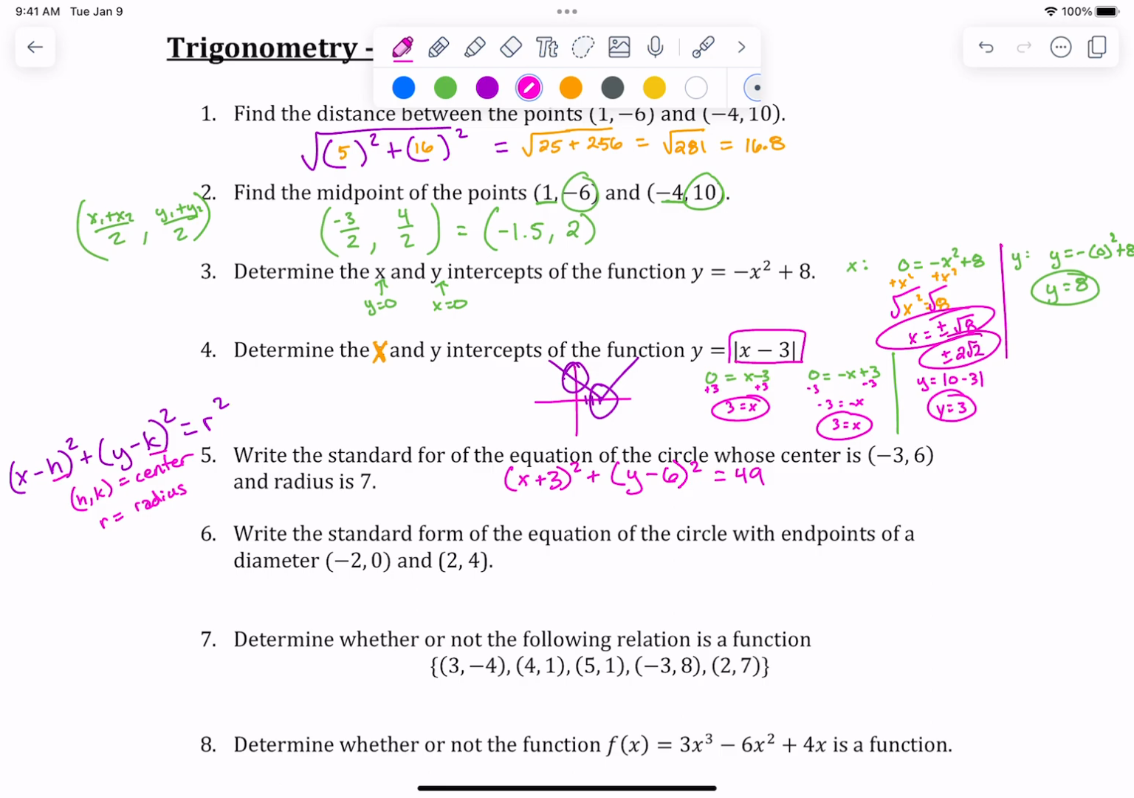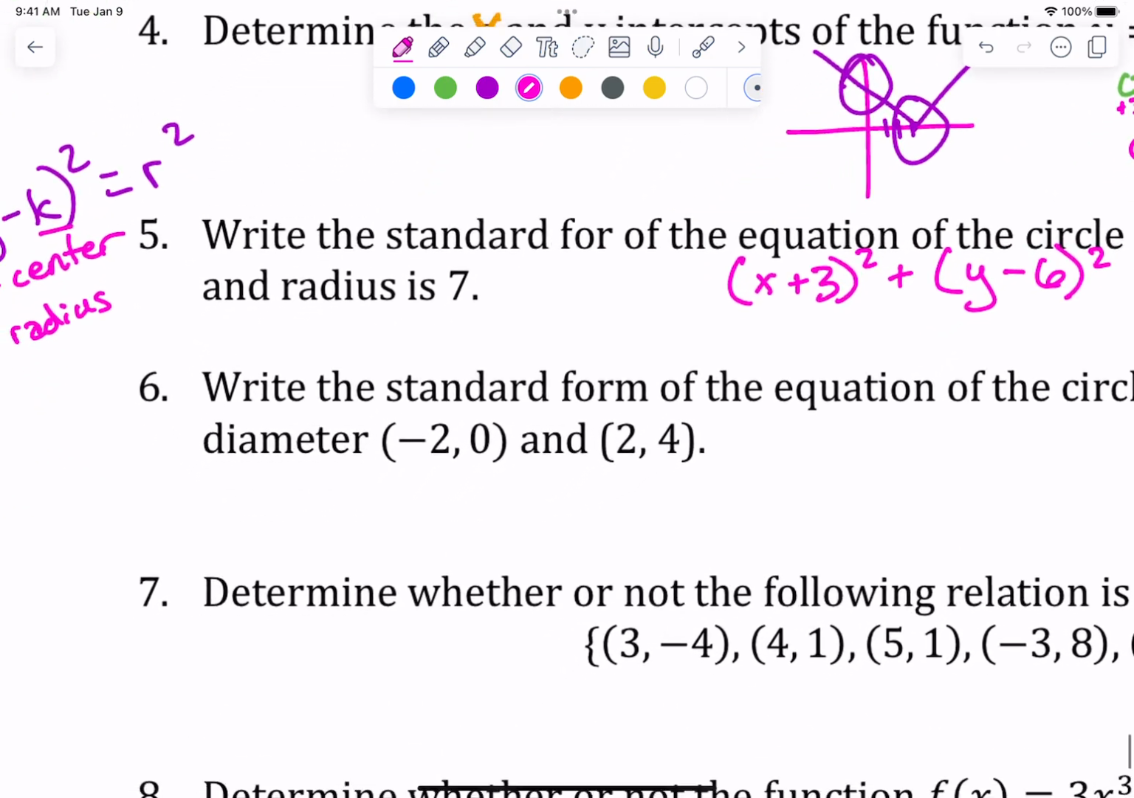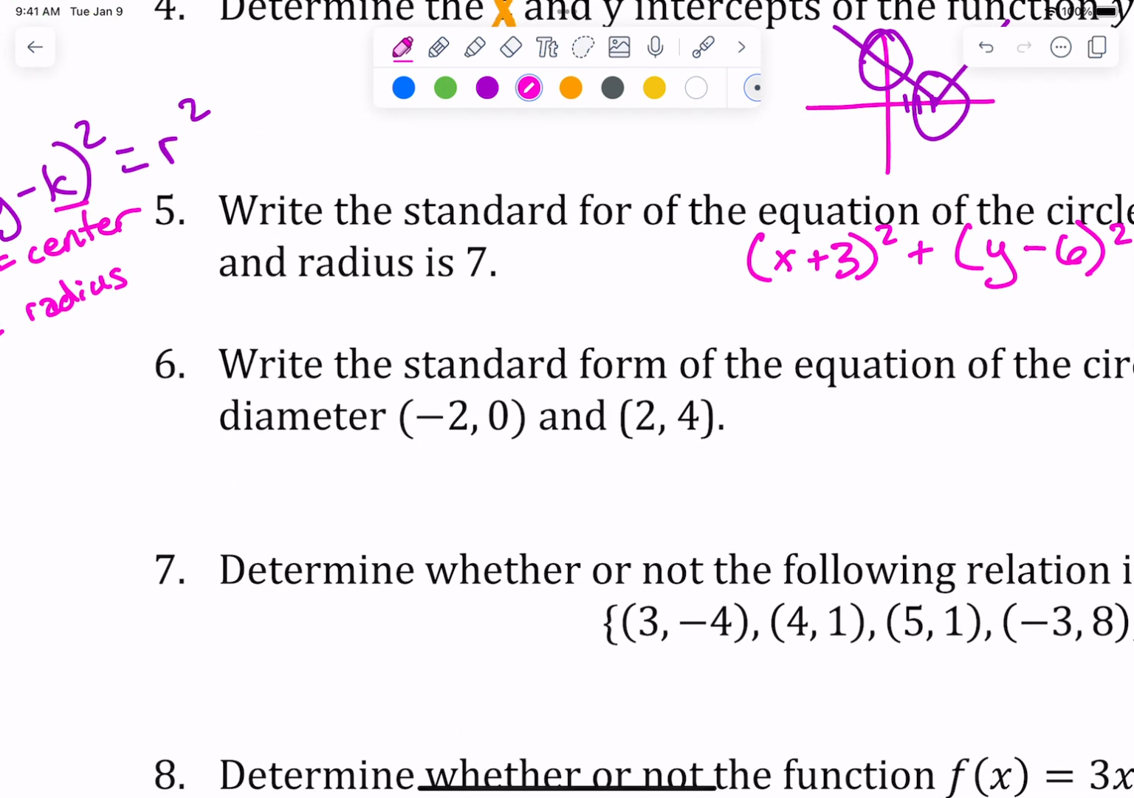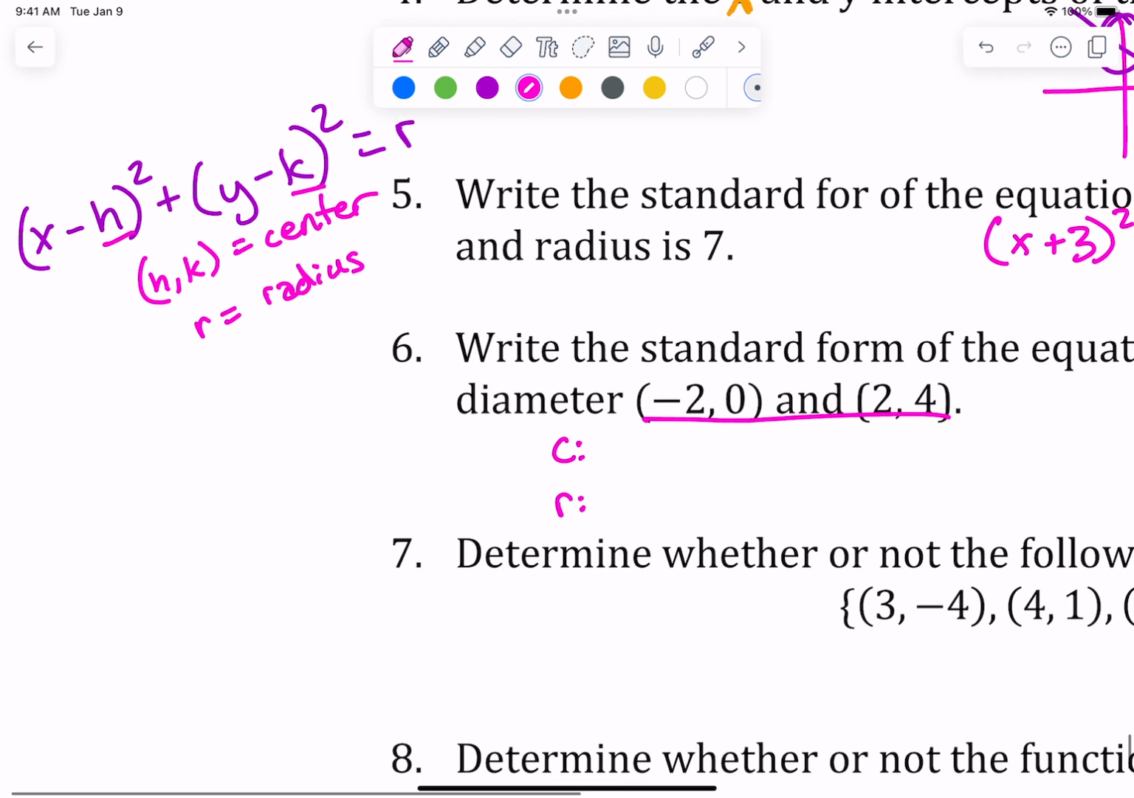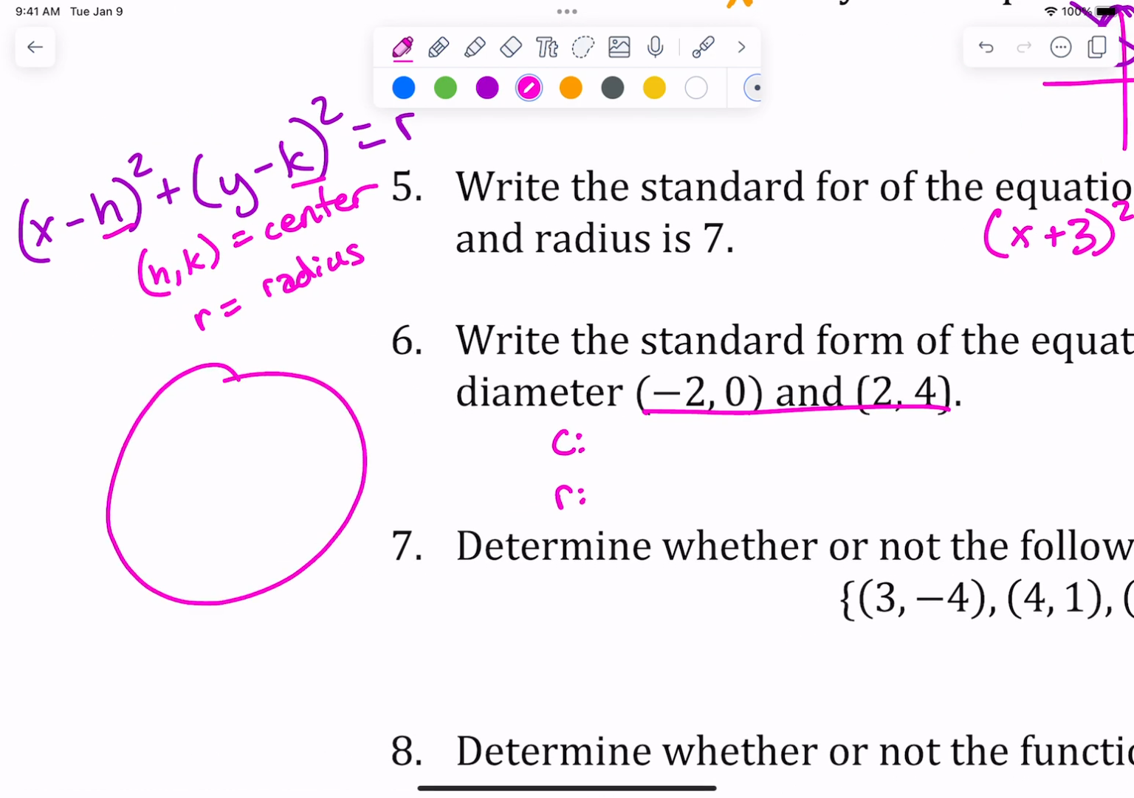Standard form of the equation of a circle again. So like number 6, but they don't give me some things. What are the 2 things that you need for a circle? Center and radius. If they give me that these 2 points are on the outside of my circle, one of them is -2, 0, and one of them is 2, 4, I have to find the midpoint to find the center, right?